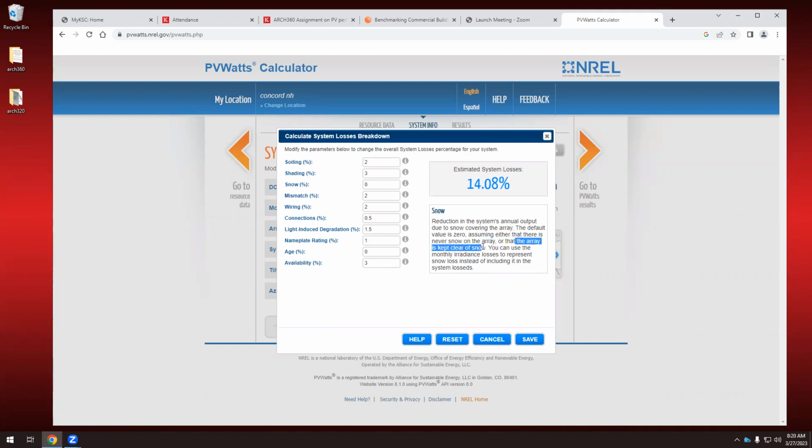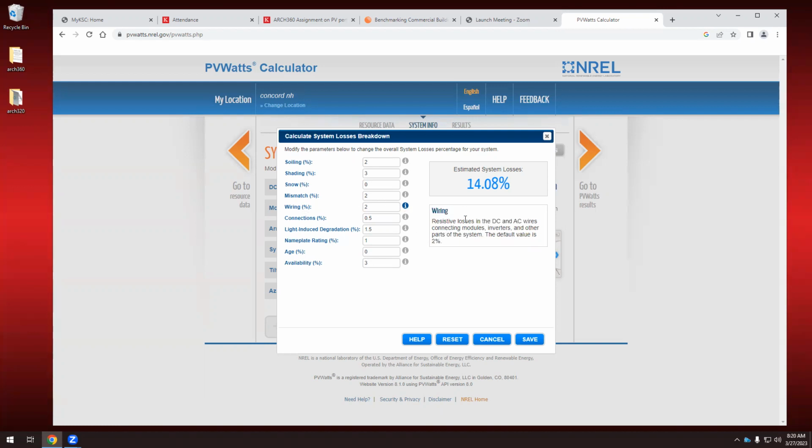The array is kept clear of snow. So we have to try to do this with maintenance. Mismatch, what is that? Due to slight differences caused by manufacturing imperfections between modules in the array. So we can have imperfections or flaws in the manufacturing of the panel.